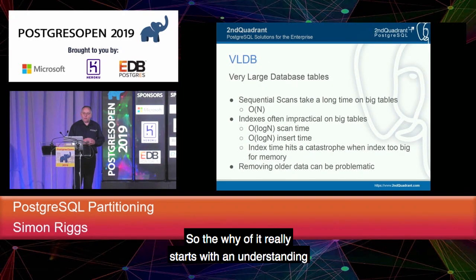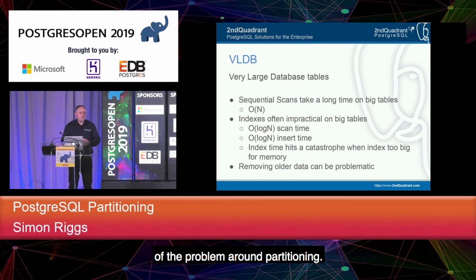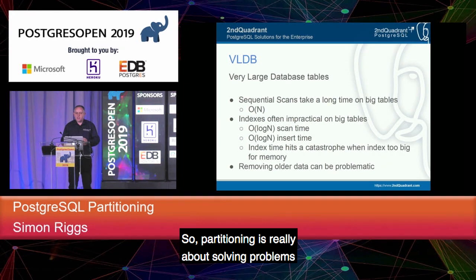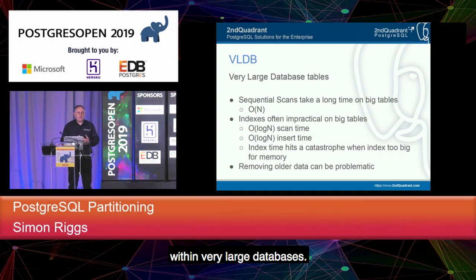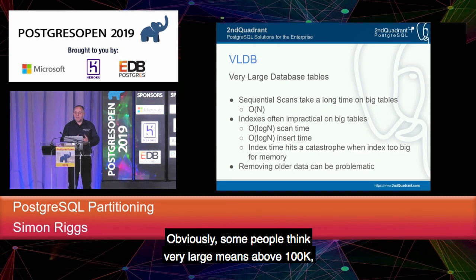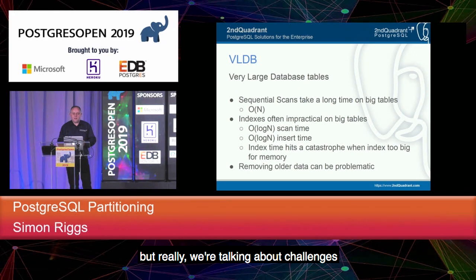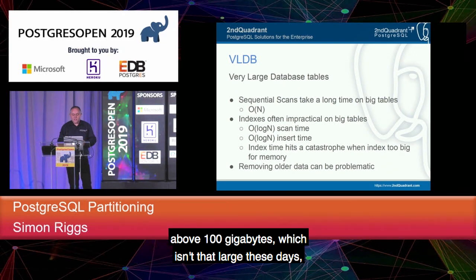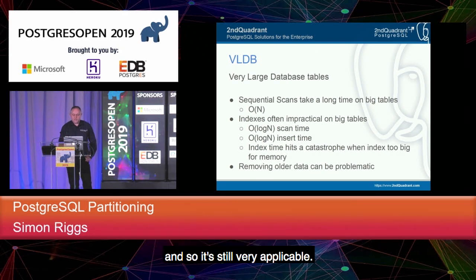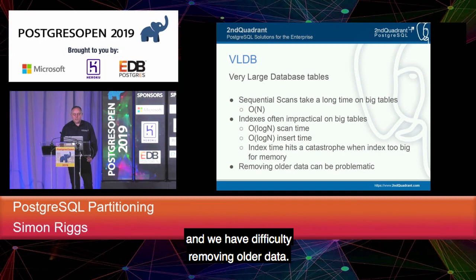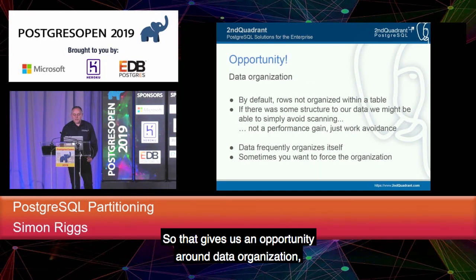So the why of it really starts with an understanding of the problem around partitioning. Partitioning is really about solving problems within very large databases. Obviously, some people think very large means above 100K, and I guess they're right if that's what they think, but really we're talking about challenges above 100 gigabytes, which isn't that large these days, and so it's still very applicable. So the idea is that sequential scans take a long time, indexes are impractical, and we have difficulty removing older data.